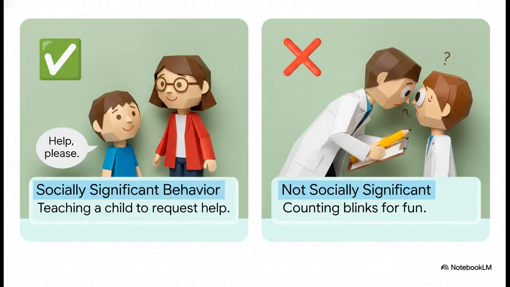And this is where it gets really clear, right? Teaching a child to ask for help when they're stuck, that's a game changer. Counting how many times they blink for fun? Not so much. Reducing unicorn sightings? Yeah, definitely not. The behavior has to have real-world impact.